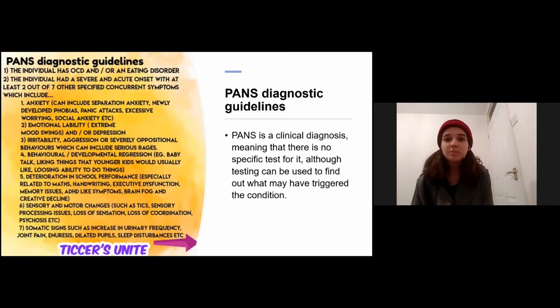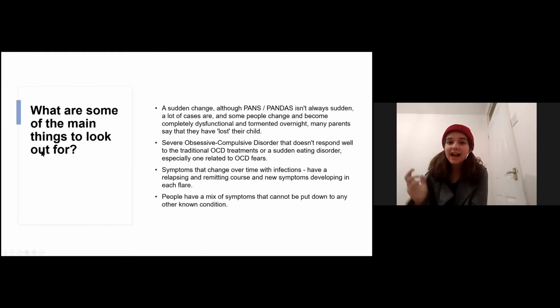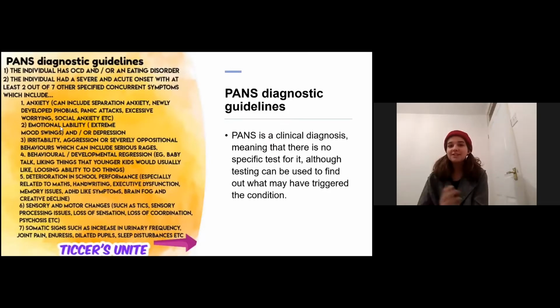emotional lability, which can include mood swings and depression, irritability, aggression, and oppositional behaviours, which can include rage attacks, behavioural and developmental regression, such as baby talk and acting younger, deterioration in school performance, especially related to maths, handwriting, ADHD-like symptoms, and memory issues, sensory and motor changes, such as tics and sensory processing issues, psychosis, and somatic signs, such as increase in urinary frequency and sleep disturbance.